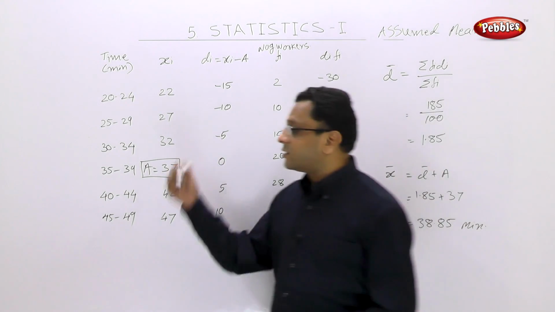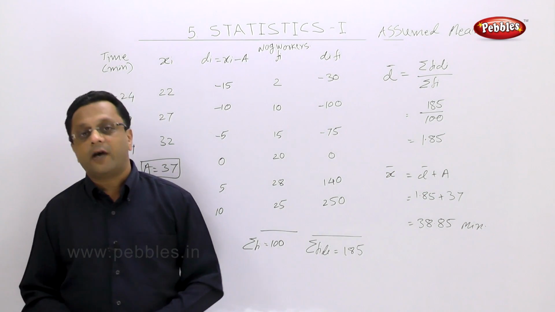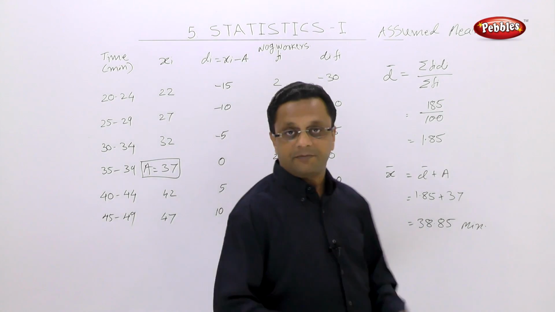Whenever we did this sum by the direct method, the answer was the same, 38.85 minutes. And in this method also, the answer is the same. Now let us see the third method of finding the mean, that is the step deviation method, or combination of shift of origin and change of scale method.